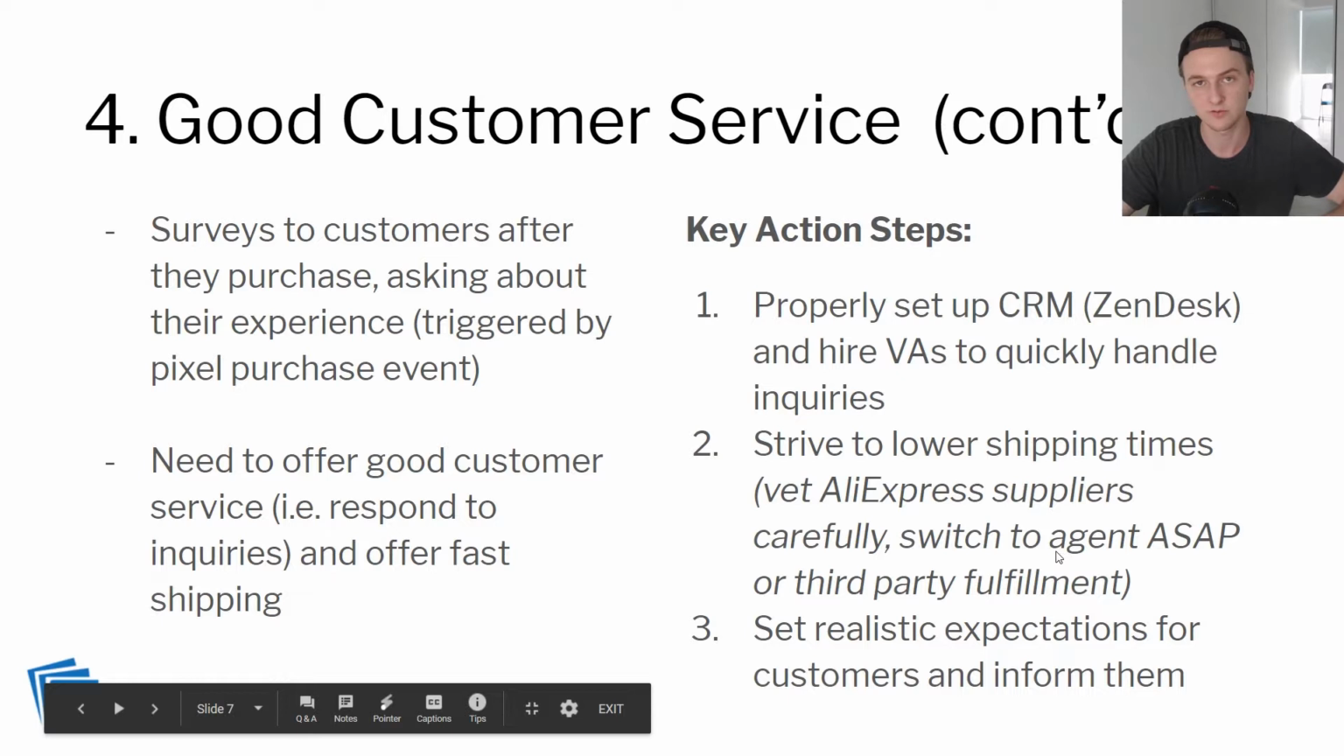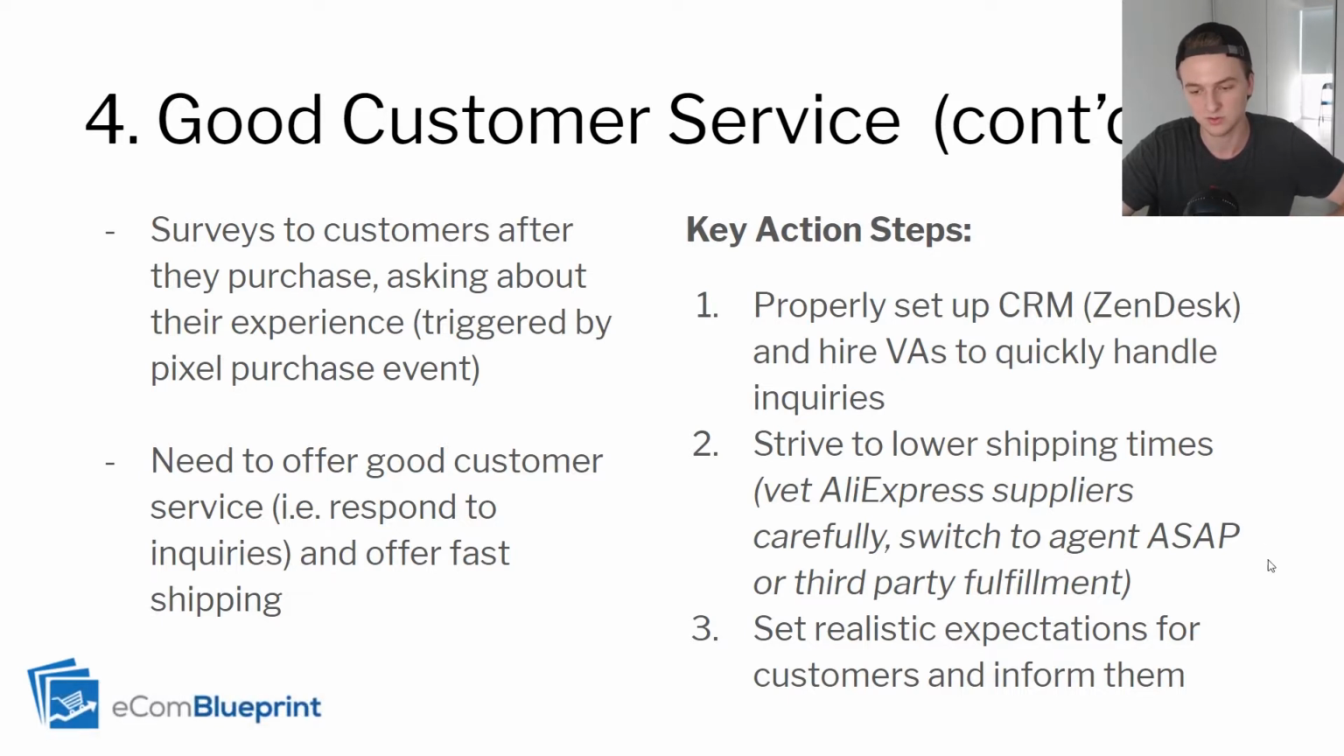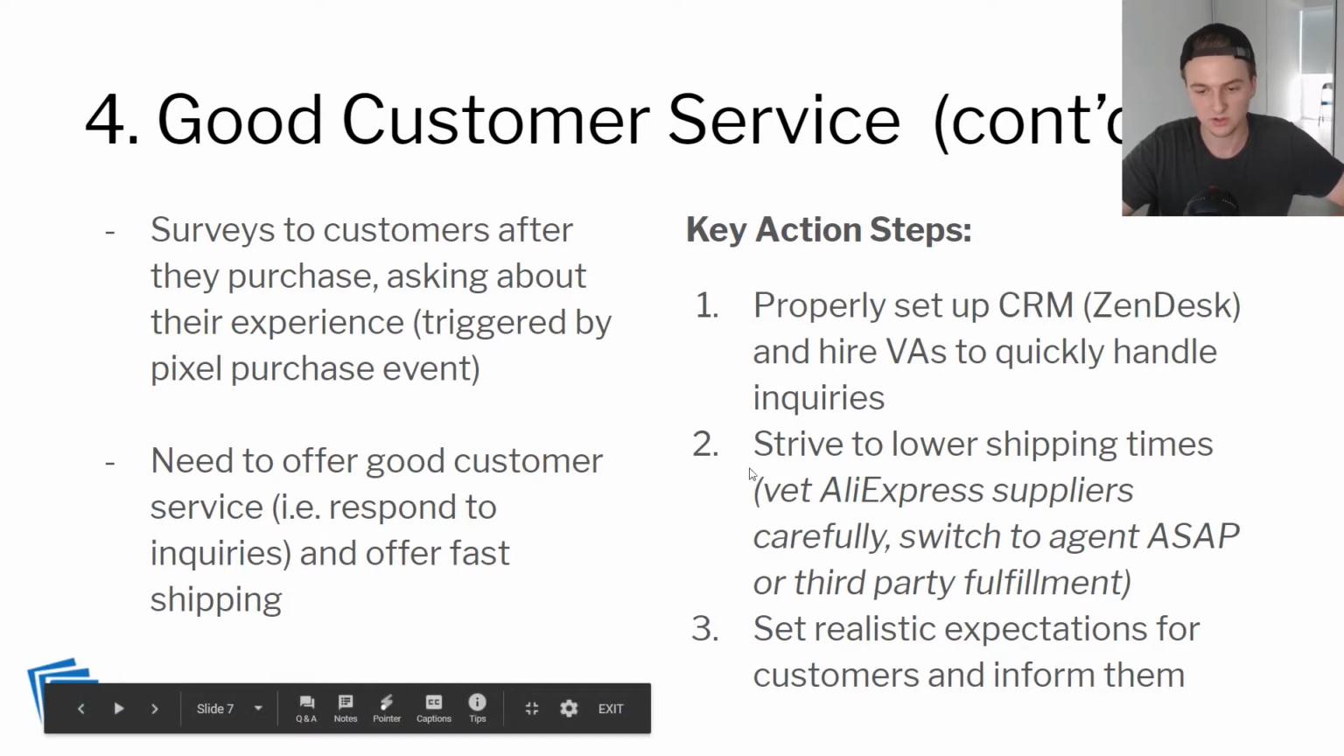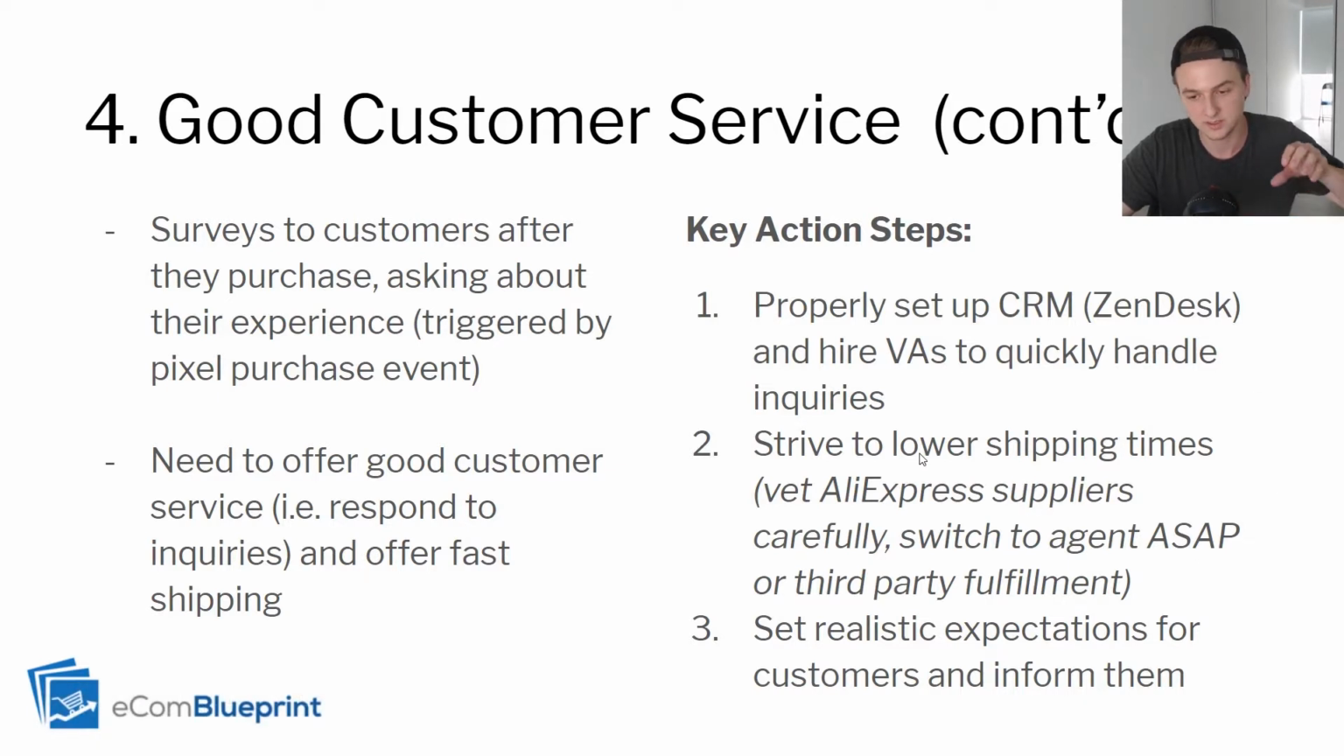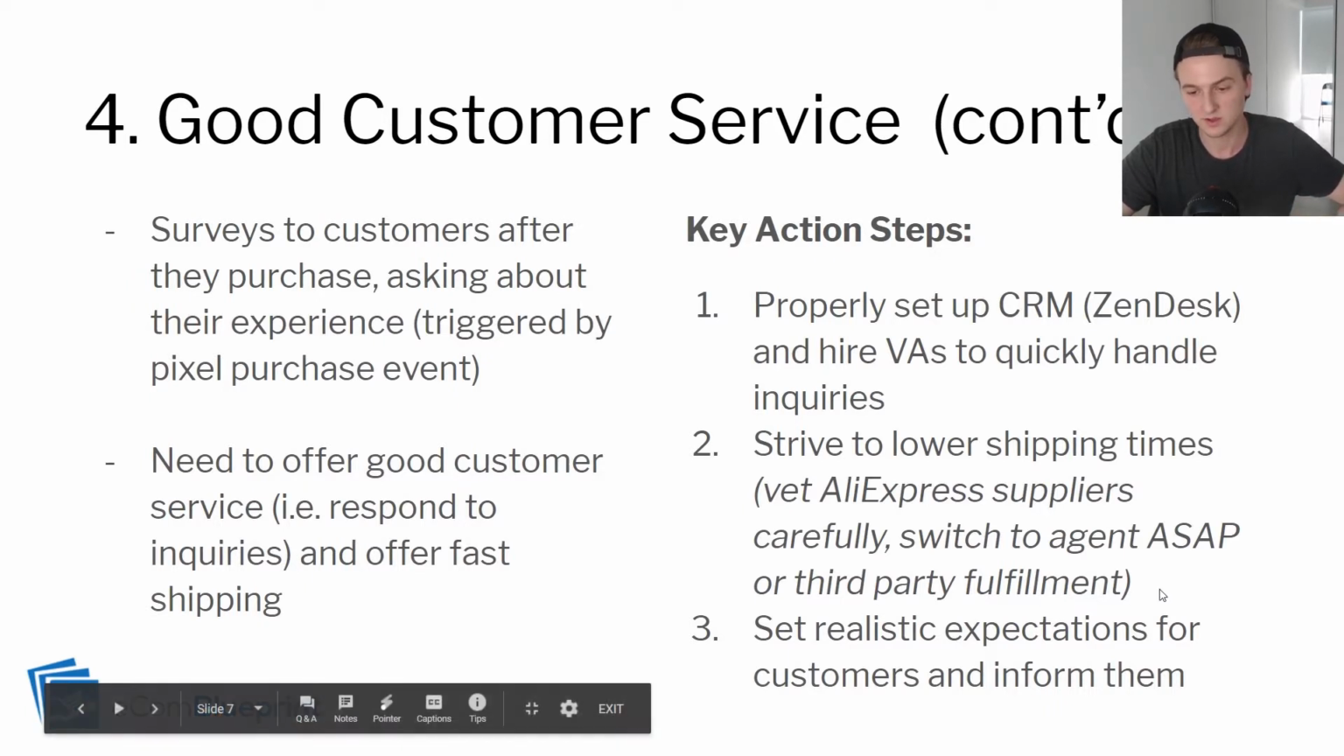And once again, this is covered in the store automation and operation module. And so these are the two most important things here, right? You need to answer all customer inquiries as soon as possible, within 24 hours. And then you need to lower your shipping times. And the way to do this is to switch to an agent or to use third-party fulfillment and to stock inventory in a warehouse. And so this is really important if you want to last with Facebook ads.